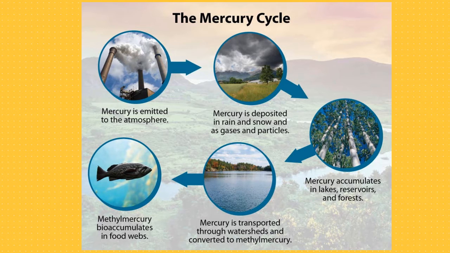Now let us talk about how mercury accumulates. Mercury is emitted into the atmosphere by industries, which is deposited in rain and snow as gases and particles, which then accumulates into lakes, reservoirs and forests. Mercury then is transported into watersheds and converted to methyl mercury. This methyl mercury bioaccumulates in food webs, which affects the food cycle and hence the entire ecosystem.